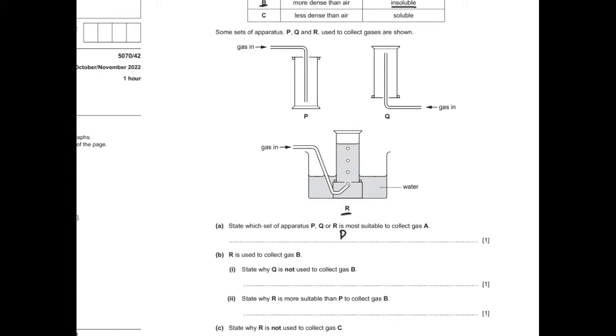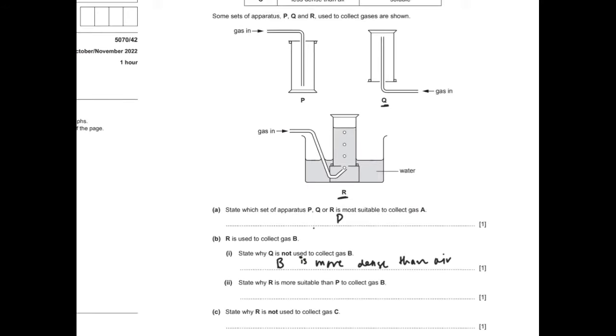Suggest why Q is not used to collect gas B. Why is Q not used? Q is upward delivery. It is for gases which are lighter than air, but B is denser than air. So you will write because B is more dense than air.